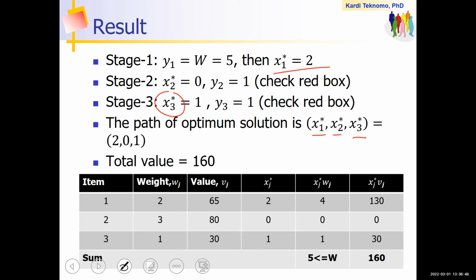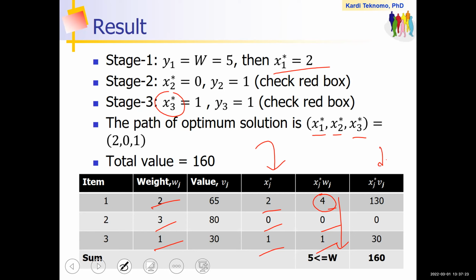Okay, so this one, right? 2, 0, and 1. Okay, and then the total value you just multiply. So you can check here the total cost. Okay, 2 times 2 is 4, right? And then 3 times 0 is 0. 1 times 1 is 1. The total is 5, which is less than or equal to W, when W is 5.